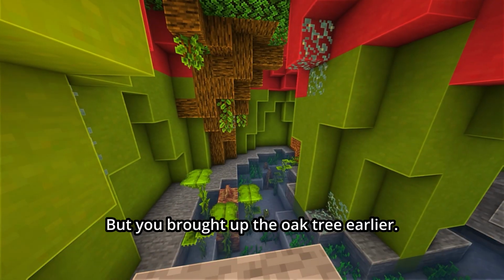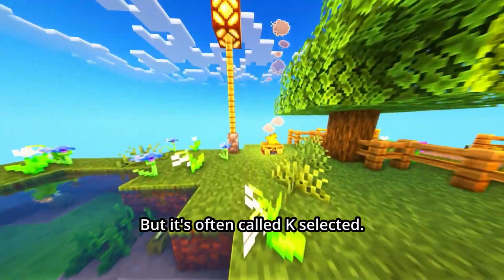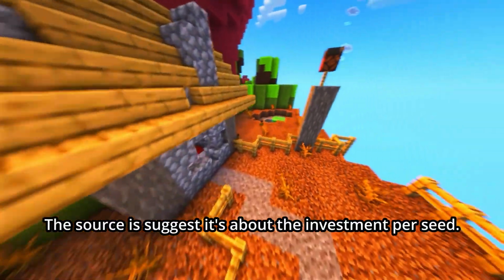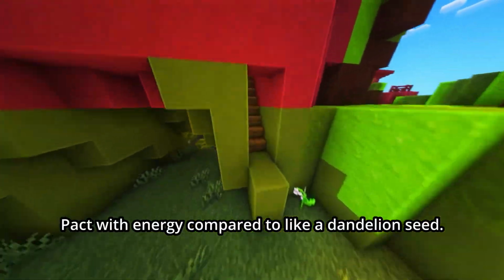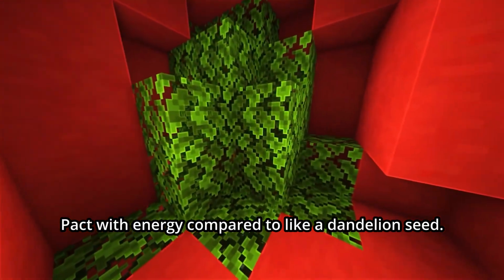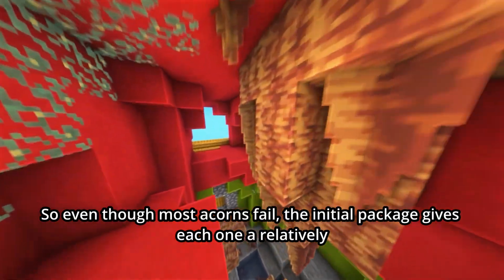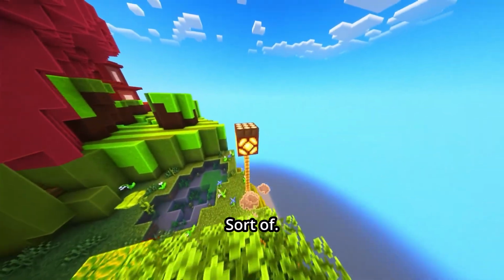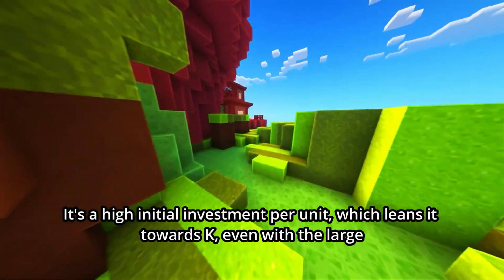Exactly. But you brought up the oak tree earlier. That one seems a bit tricky. Produces thousands of acorns, but it's often called K-selected. Yeah, that's a good point. The sources suggest it's about the investment per seed. An acorn is pretty big, packed with energy compared to, like, a dandelion seed. Okay. So even though most acorns fail, the initial package gives each one a relatively better shot. Sort of, yeah. It's a high initial investment per unit, which leans it towards K, even with the large numbers.